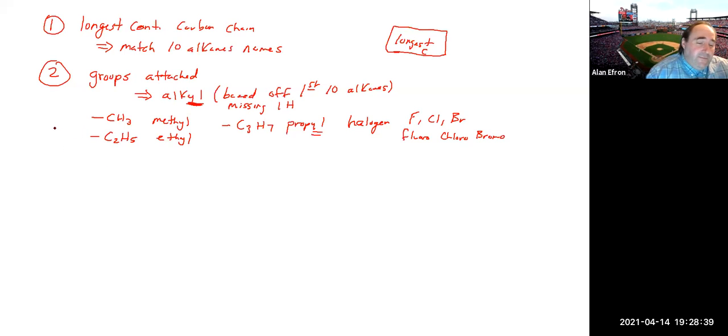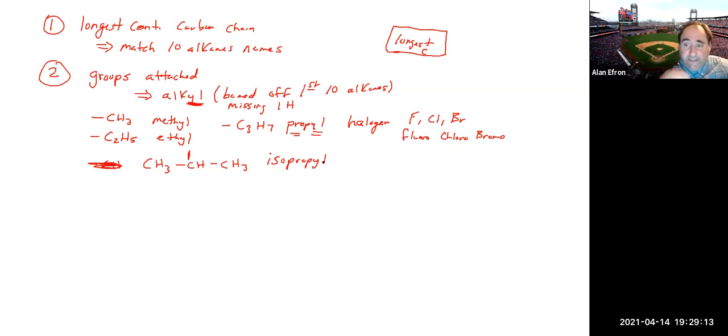And there are some groups that have historical names. A very common one is this guy here, where the connection is right there in the center. This is also a 3-carbon group. And you might say, well, a 3-carbon group is a propyl group. But this is actually what is known as isopropyl.